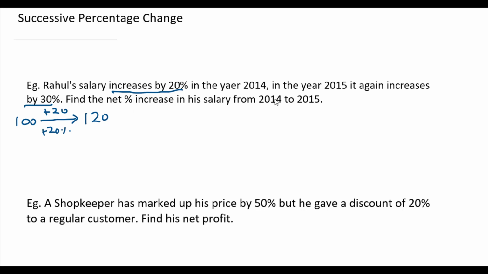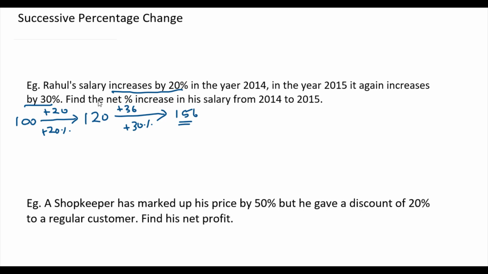Now what we have been given further is that in the year 2015 it has further increased by 30%. So 30% of what? 120. If you find 30% of 120, it will be 36. So you will have to add this 36 to 120, and we get 156. So now 156 is his salary at the end of 2015.